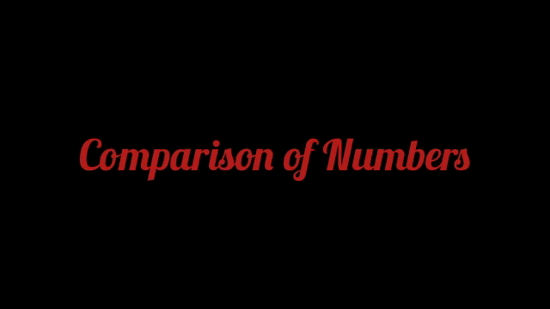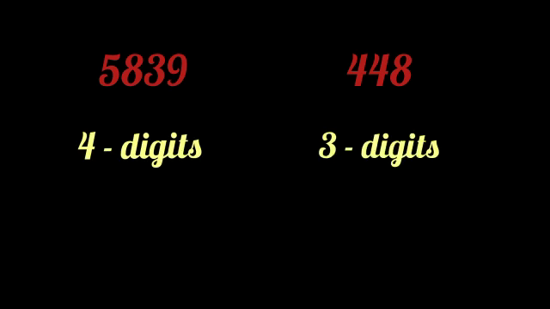Let us see one example. Compare the numbers 5839 and 448. Here we can see 5839 is a 4-digit number and 448 is a 3-digit number. So when we compare these two numbers, it is very clear that the number with the larger number of digits is the greater number. Here 5839 has more digits, so it will be the bigger number.